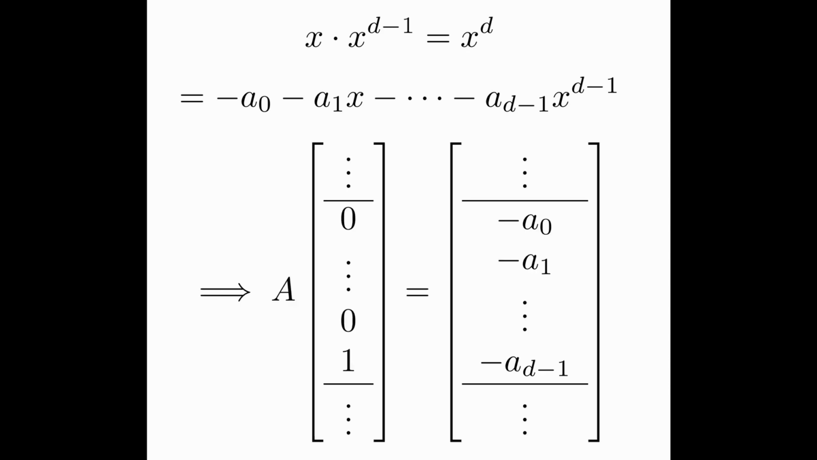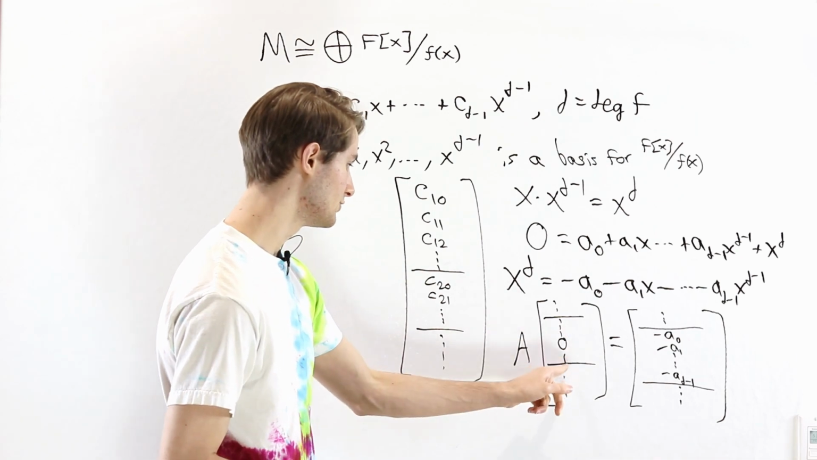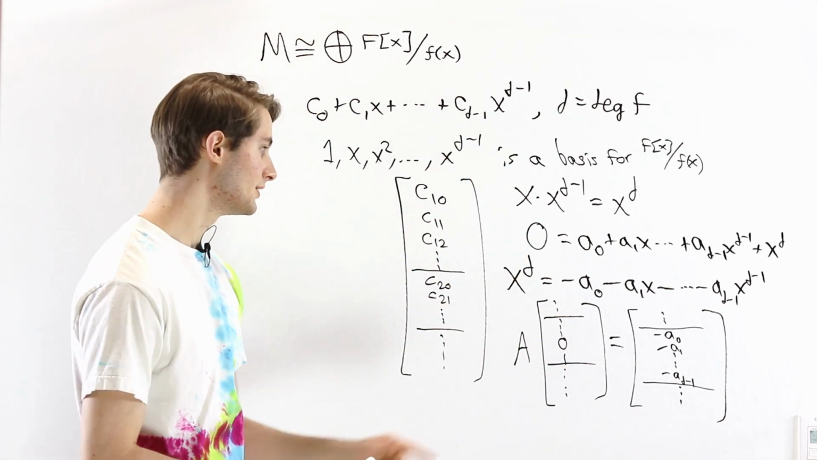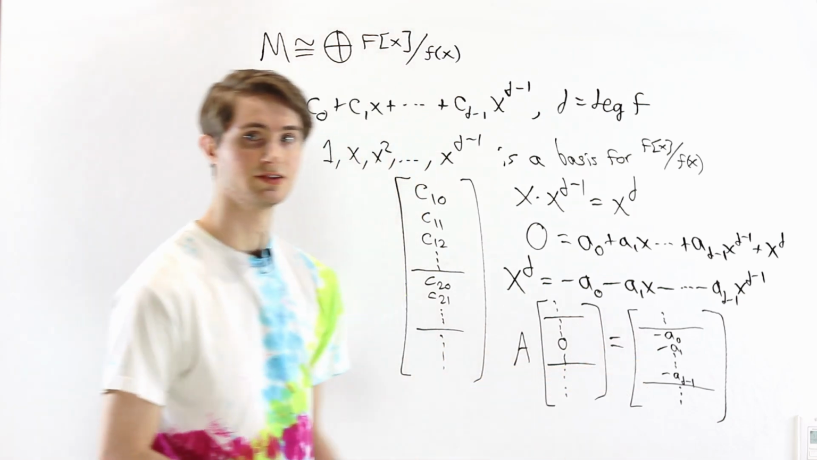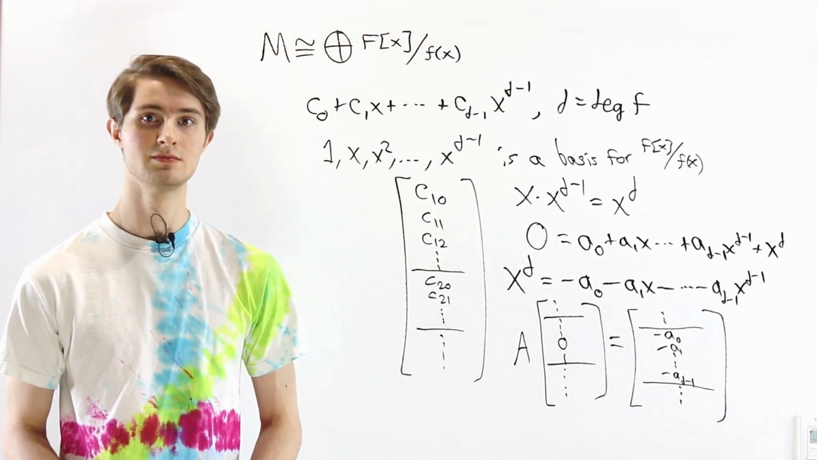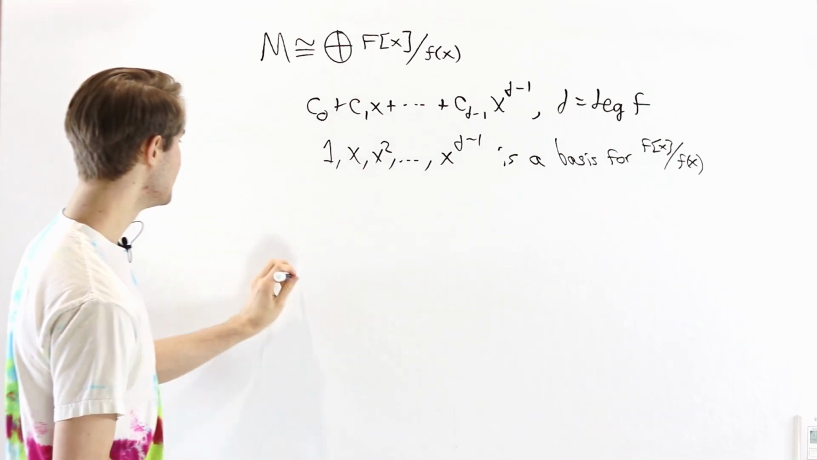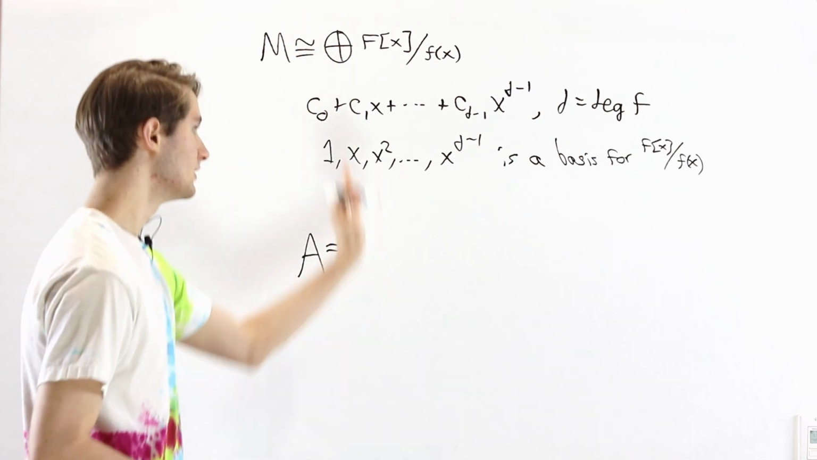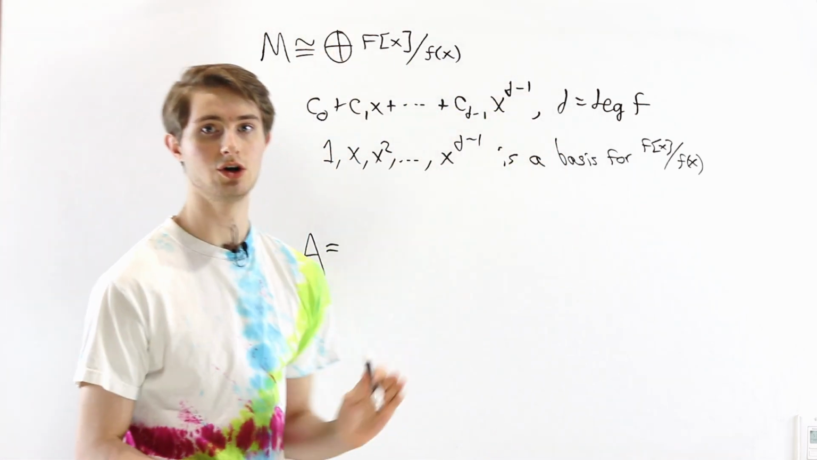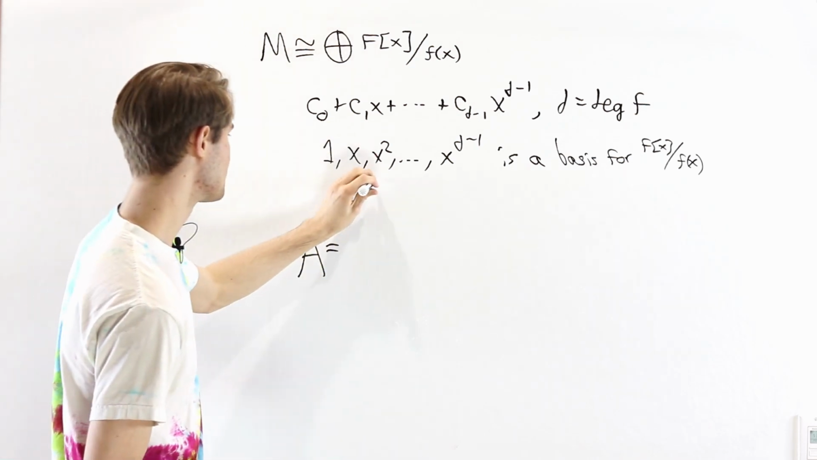So it's going to look like this. Here, inside of this part, we're going to have negative a0, negative a1, negative a2, and so on, negative a d minus 1. When we multiply the matrix onto x to the d minus 1, we end up reducing it like this, and so that's the vector we get as the result. So now we have the output of the matrix for every basis vector, and all we have to do to write the entire matrix is just to put the output at each basis vector in the columns of the matrix, starting with the very first one.